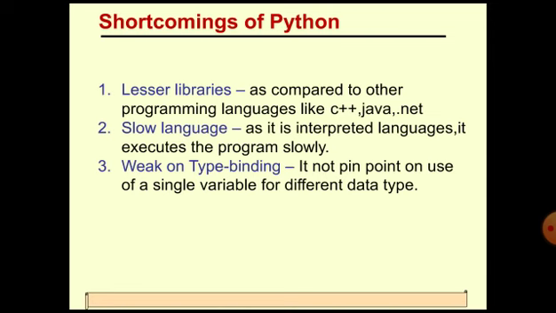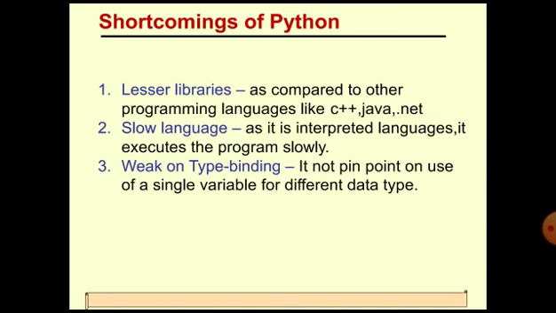Because it is interpreter based, and we all know that interpreter based languages are always a little bit slower than compiler based languages. Why? Because in compiler based languages, the full source code is translated at once. That is why the execution becomes faster as compared to interpreted languages, which are slightly slower than compiler based languages.